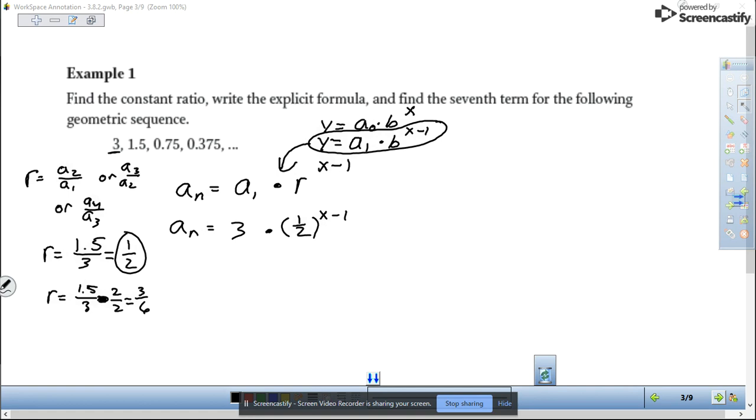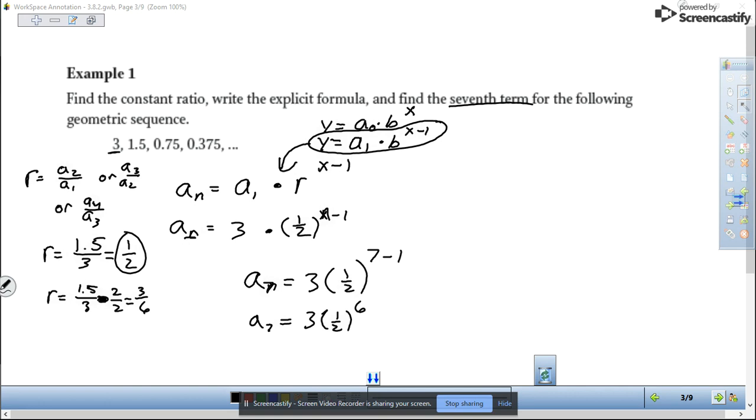So now that I have my explicit formula, and that would be an n, by the way, since we're using n here. That would be 3 times 1/2 to the 7 minus 1. And again, I did 7 because I'm finding the 7th term. All right, so in your calculator, that means you're doing 1/2 to the 6th power. So a sub 7 equals 3 times 1/2 to the 6th power.